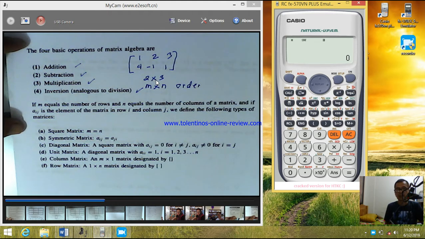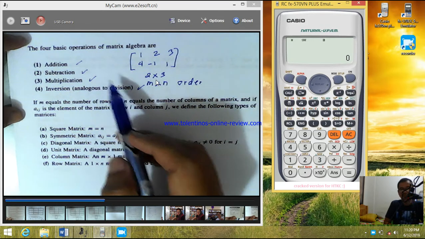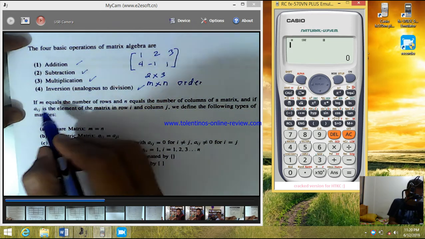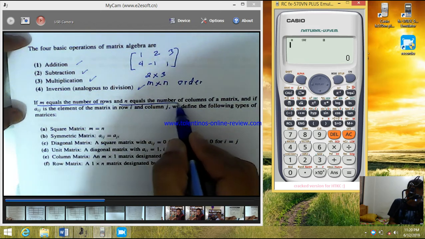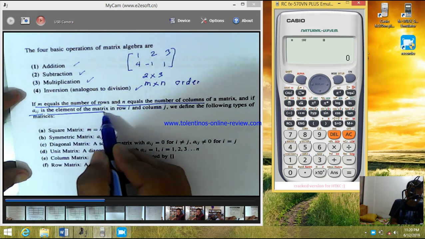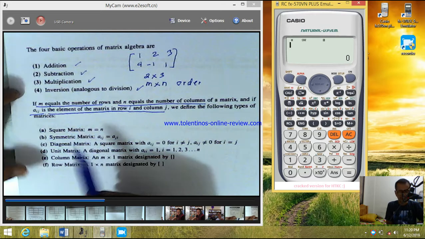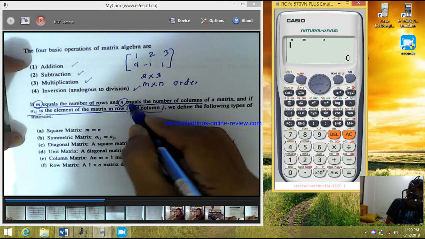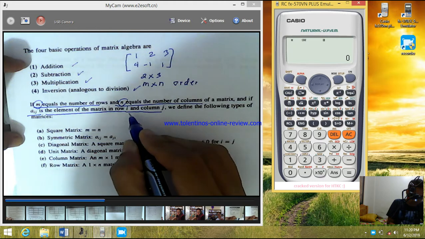Medyo kakaiba to sa number, kasi matrix is a vector. Now, ito yung mga ibang characteristics. If m equals the number of rows and n equals the number of columns, and if aij is the element of the matrix in the row i and column j, then we define the following matrices. By the way, m and n are rows and columns. aij is the element in the row i and column j.